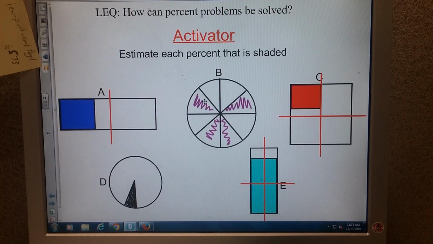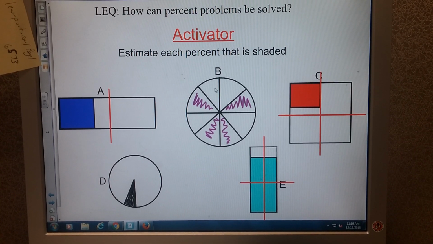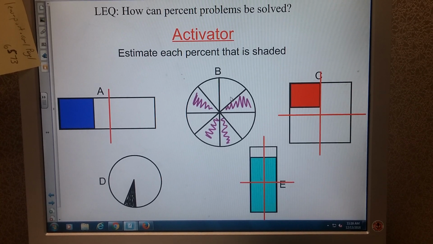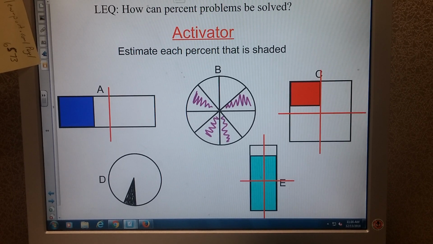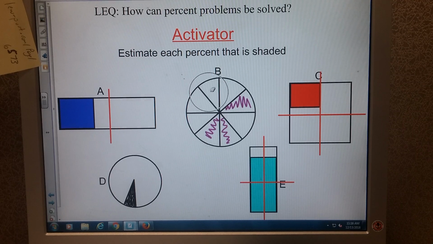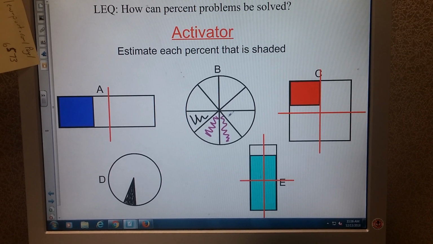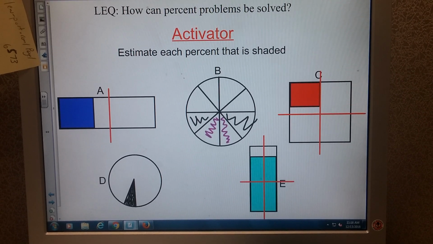When I go to choice B, it's kind of interesting. You should be able to get an exact amount here because there's 1, 2, 3, 4, 5, 6, 7, 8 total things that are split up, and 4 of them are shaded. So what I can actually do is think about if I get rid of these 2 and instead color them down here, I see that I have exactly half of my total shape colored.